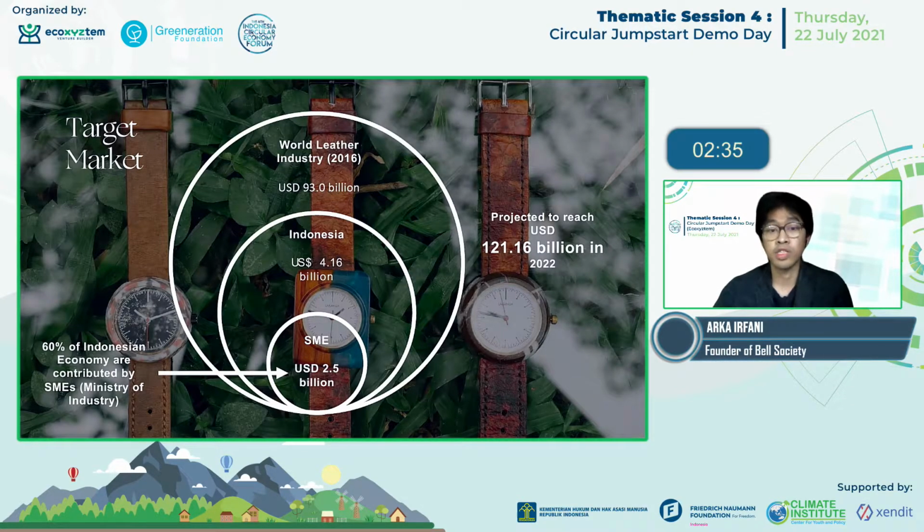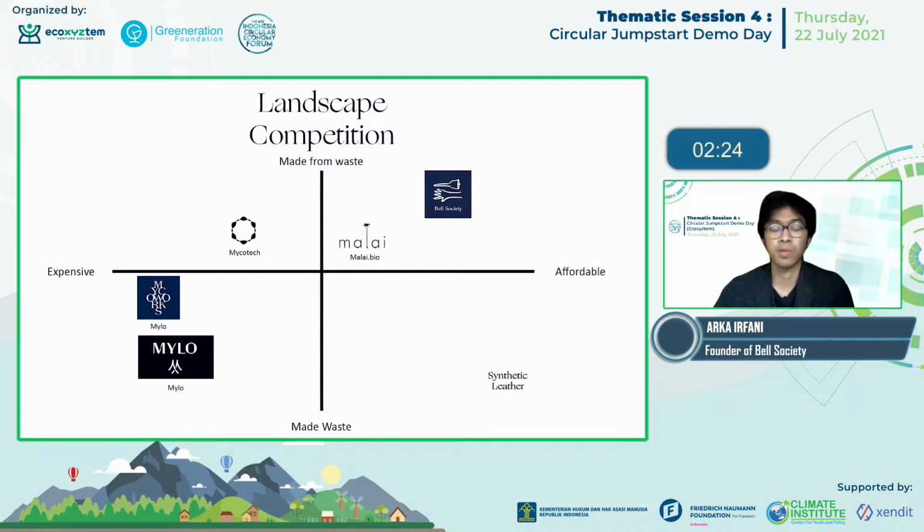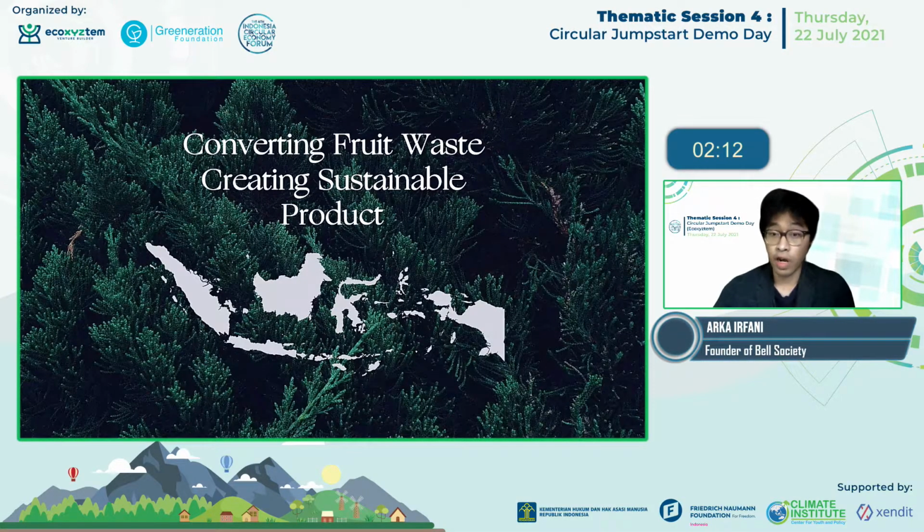Our target market: the leather industry is valued at $93 billion. Indonesia is about 4.16, and we target the SMEs, which is 60%, so it's valued at $2.5 billion. This is the competitive landscape. We position ourselves as something that is affordable and also sustainable. We convert lots of waste and sell it at a price that is affordable for people to use. Our goal is to convert fruit waste all over Indonesia, creating sustainable products with many kinds of brands.